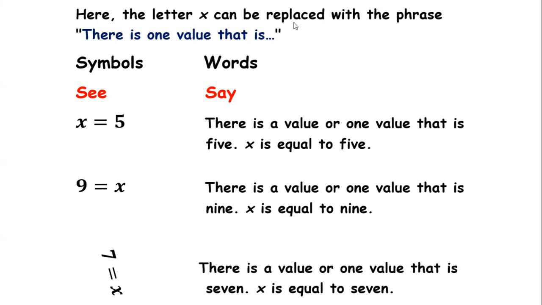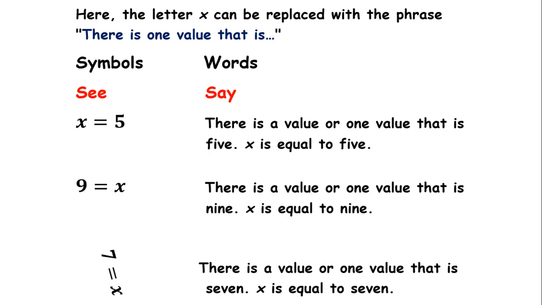Here, the letter X can be replaced with the phrase, there is one value that is. Symbols and words. What you see and what you say. So if you see this, you can say there is a value, or one value, that is 5. X is equal to 5. So in a complete sentence, you can say, well, there is one value that is 5. That's what you can say when you see this. Or in short, you can say X is equal to 5.